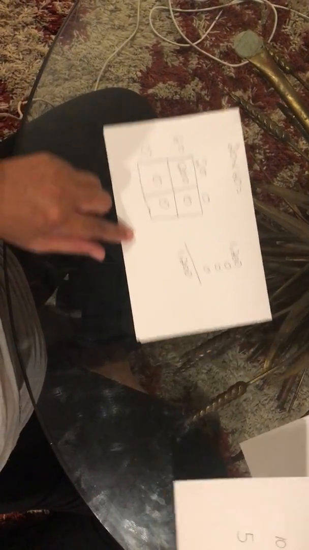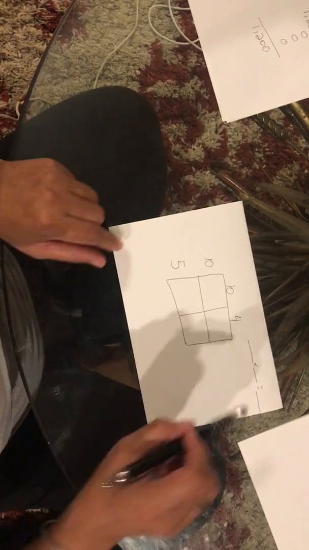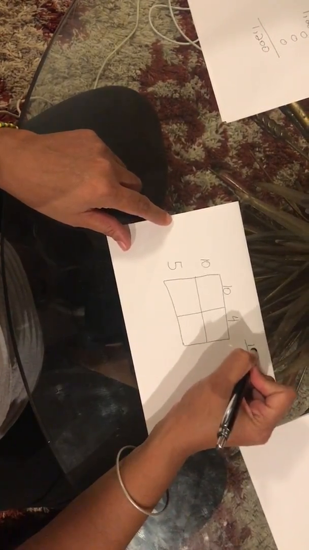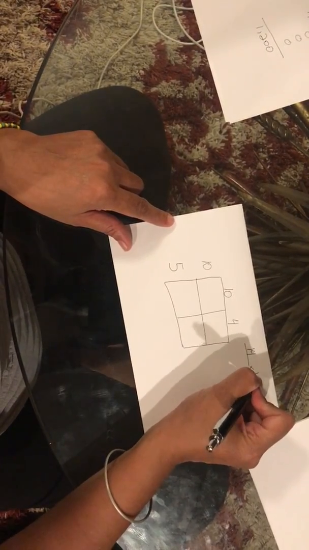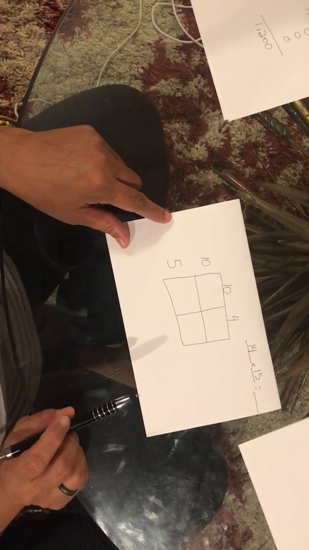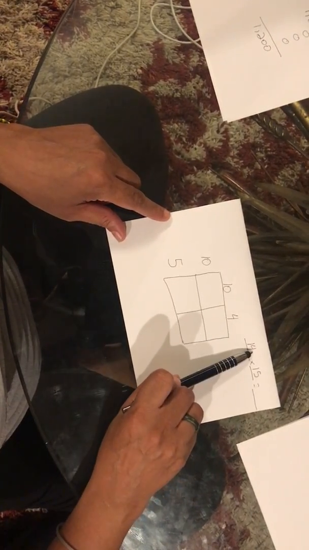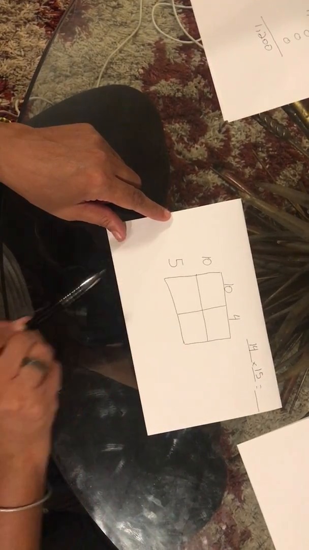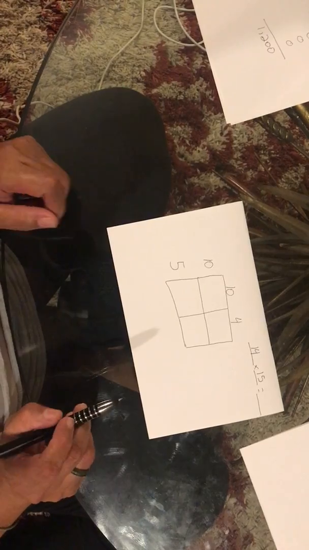Now, let's do it with some other digits. Okay? So here we have 14 times 15. If you see what I did there, this is in expanded form. This is standard form. Expanded form, standard form. Okay? So now let's multiply this.